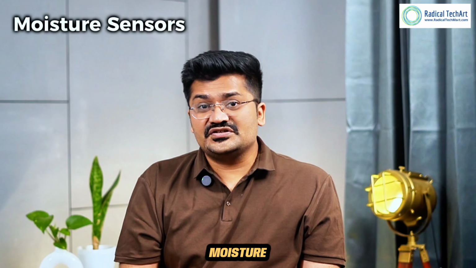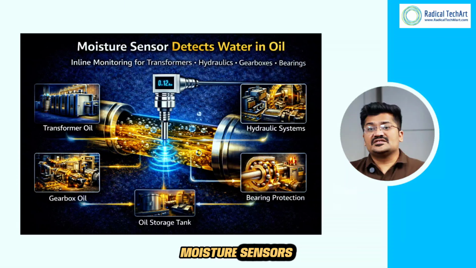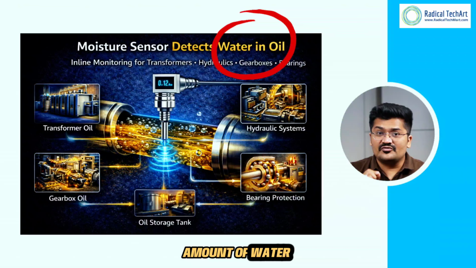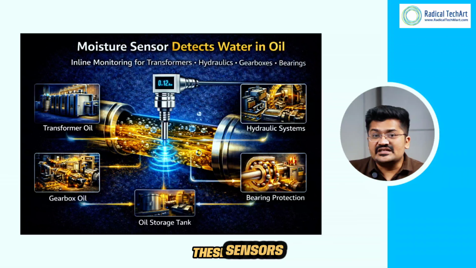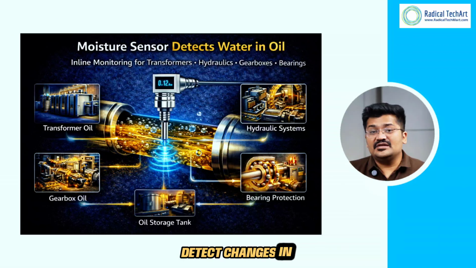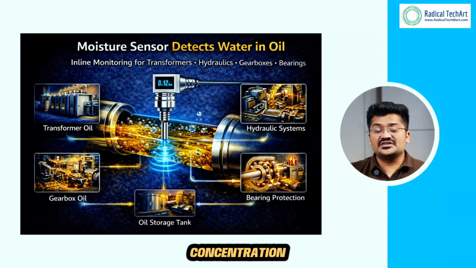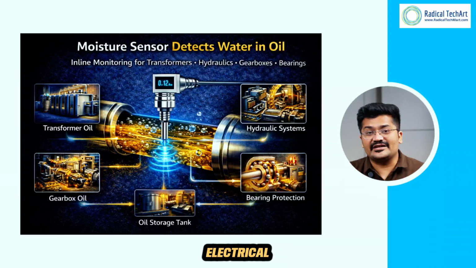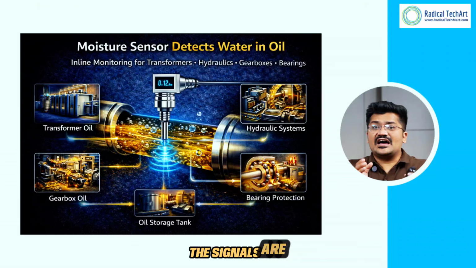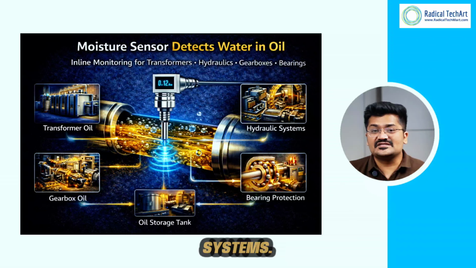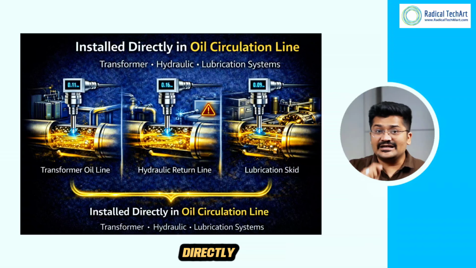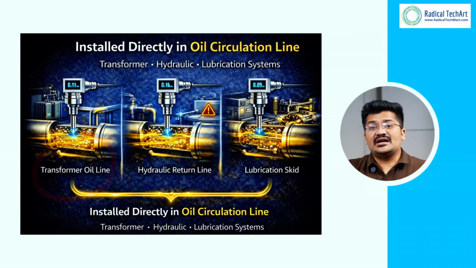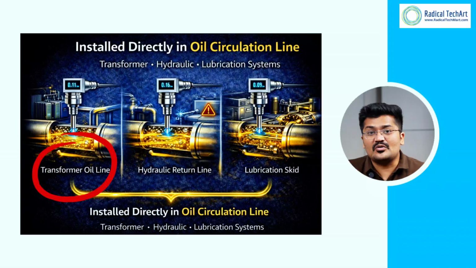Now, to detect water contamination, we use moisture sensors. Moisture sensors measure the amount of water present inside oil or other fluids. The sensor detects changes in moisture concentration and converts them into electrical signals. The signals are then transmitted to a monitoring system. Moisture sensors are often installed directly inside oil tanks, hydraulic systems, and transformer oil lines.